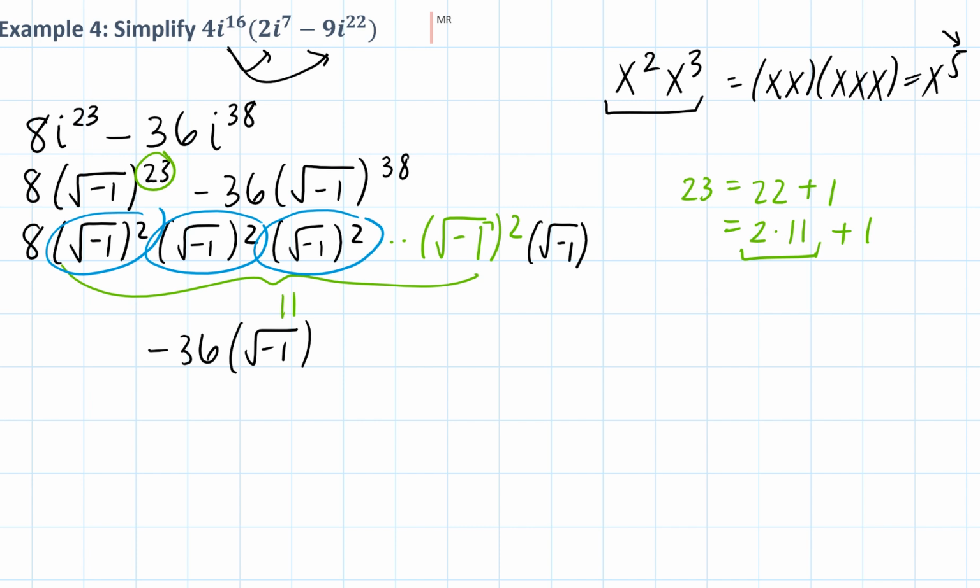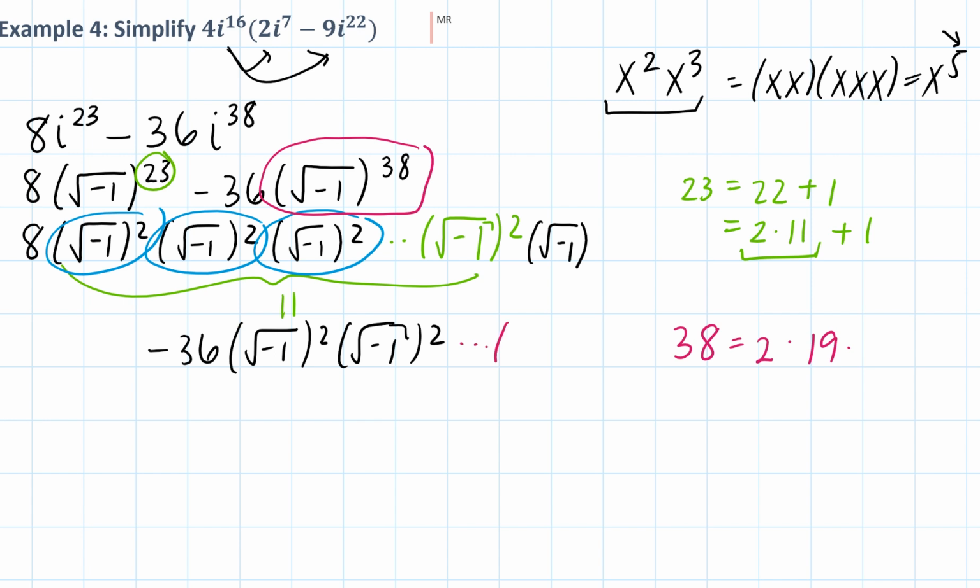Now here, square root of negative 1 squared, square root of negative 1 squared, right? We're multiplying the square root of negative 1 by itself 38 times. Well, 38 is an even number, so all of those values can be paired up. 38 is 19 pairs. So we would have the square root of negative 1 squared, 19 of those pairs. I know this is messy, I promise it's going to get neat.